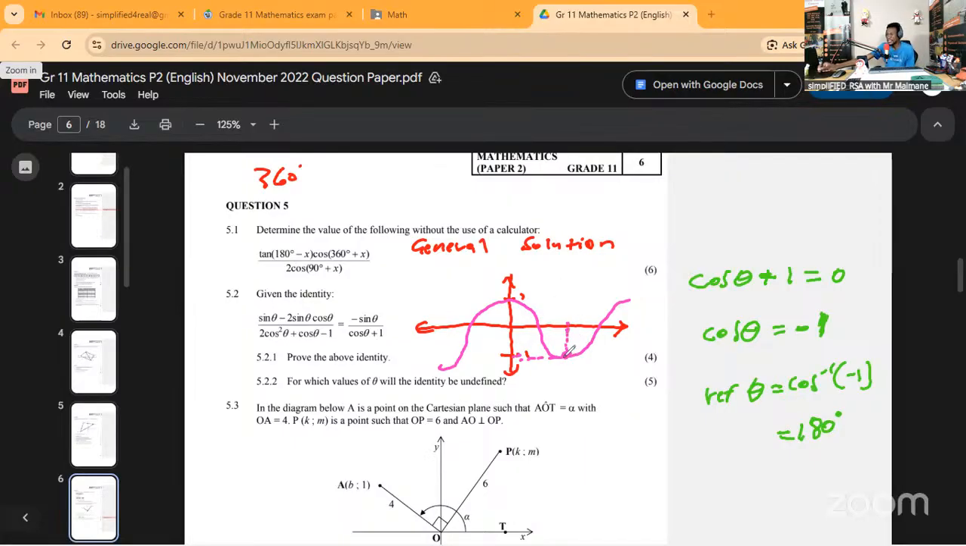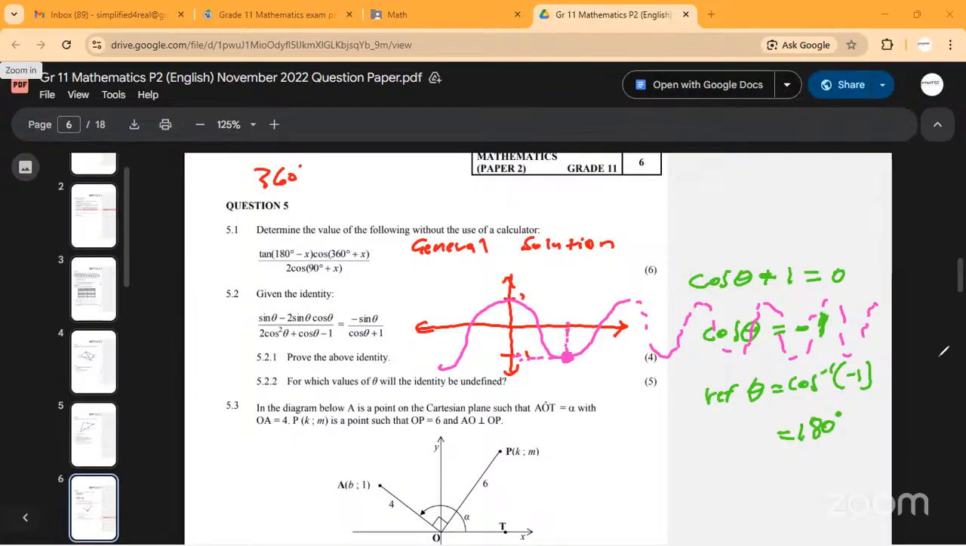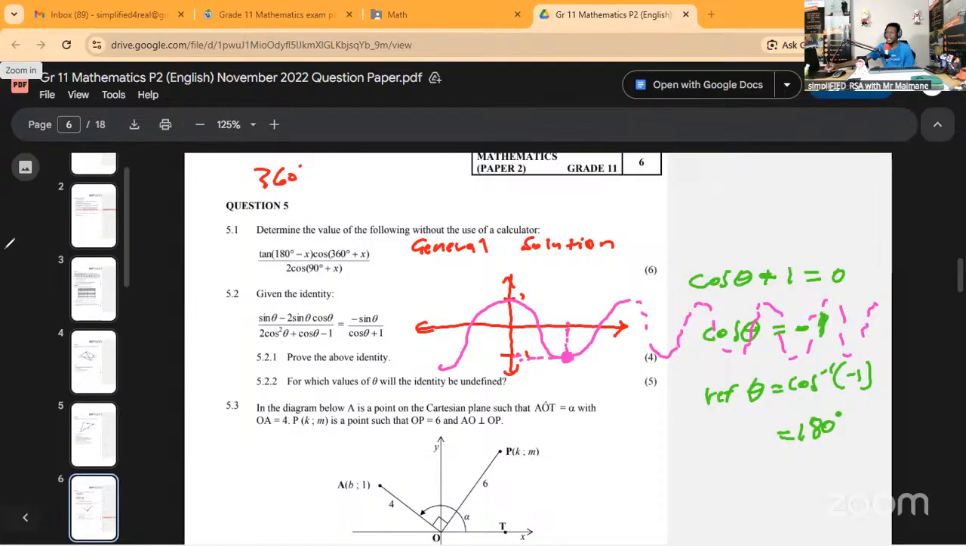But if your solution is at 180, it doesn't only end there, because this graph is going to continue and continue and continue. So you need to include all the solutions. That's why we call it the general solution. Everywhere where cos is equal to minus 1, cos is minus 1 here, cos will be minus 1 here, and here. All those are the solutions going forward. Hence, we call them the general solution.